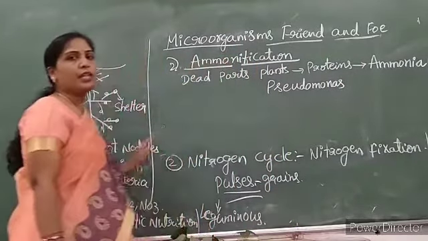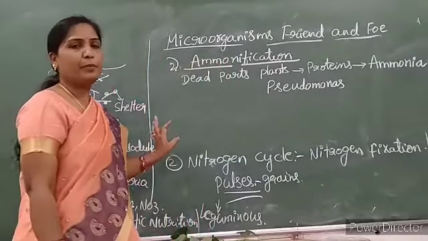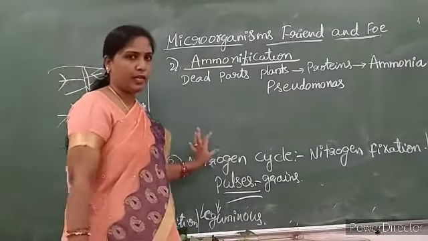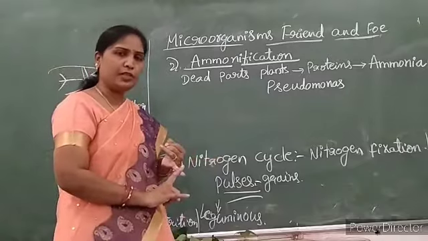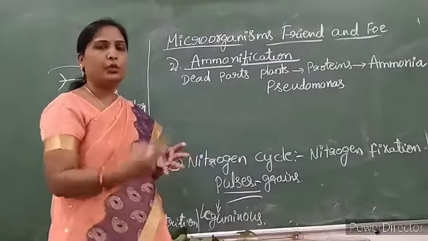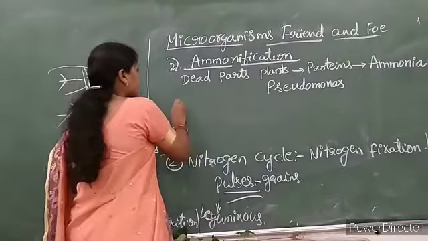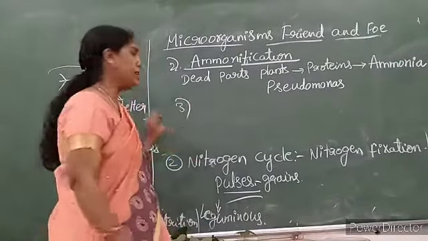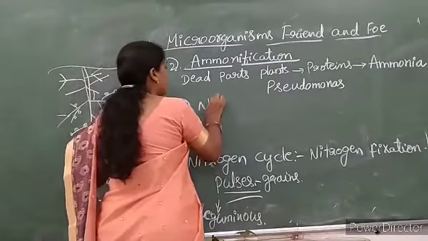So in the nitrogen cycle, how many steps have we completed now? Two steps we have completed. One is nitrogen fixation and the next one is ammonification. Now the third step is nitrification.